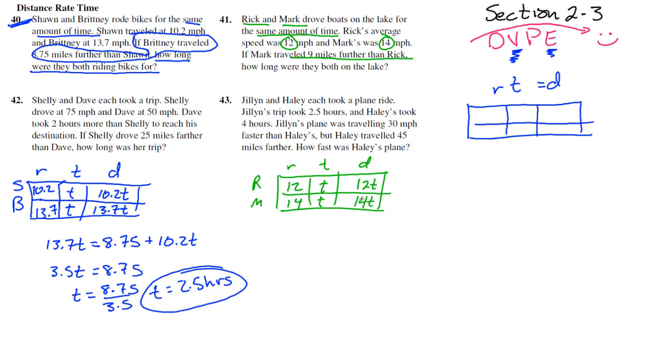Once you have these distances, Mark traveled 9 miles further than Rick's distance, right there. And it makes an equation. The distance Mark traveled is 9 more than the distance Rick traveled. Can we solve this? Sure we can. Subtract 12t from both sides, get the t's together, and then divide by 2. t equals 9 over 2, which is 4.5 hours.